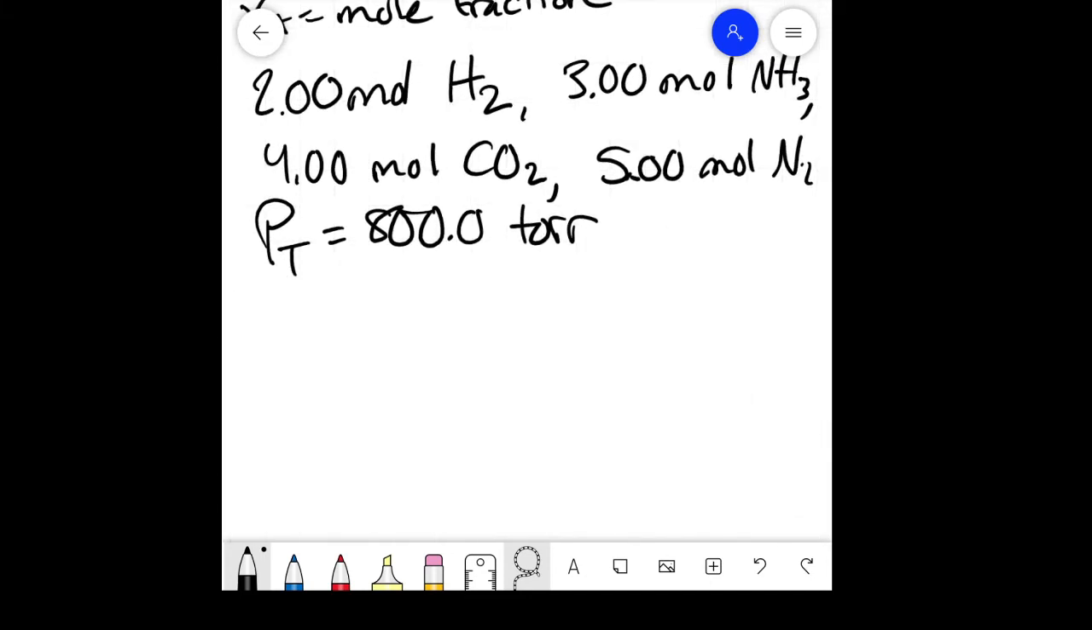So say we want to find the partial pressure of hydrogen. The partial pressure equals the mole fraction times the total pressure. So first we have to start with the mole fractions. The mole fraction is the moles of the element we're looking for over the total. Now we can add these all up, 2, 3, 4, 5, that will make 14. So that's the total moles.